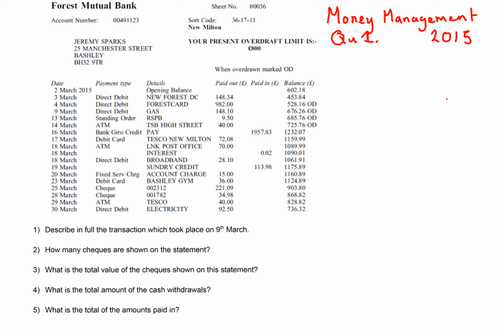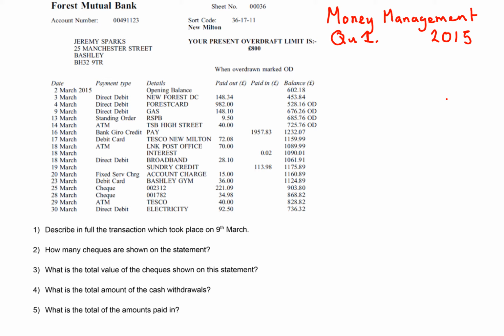I'm going to be looking at the 2015 data sheet, and the first question is about a bank statement. So we're going to have a look at the bank statement, and these are the questions that might be asked on the exam paper. The first thing we have to realise is it might ask you the name of the bank. There's your name of the bank. Or it might say, which branch is it? This is a branch, the New Milton. And of course you know about the sort code, the account number and the address.